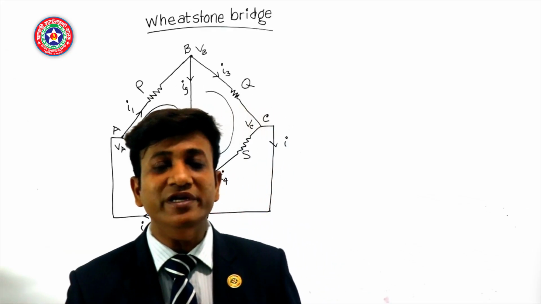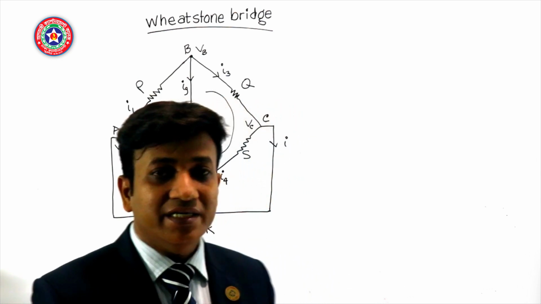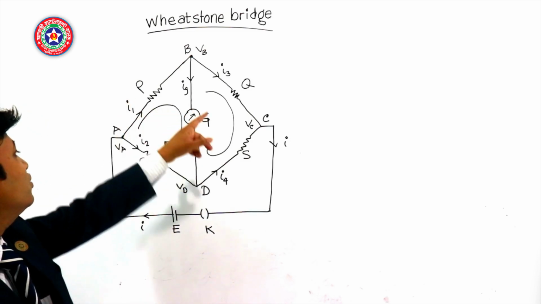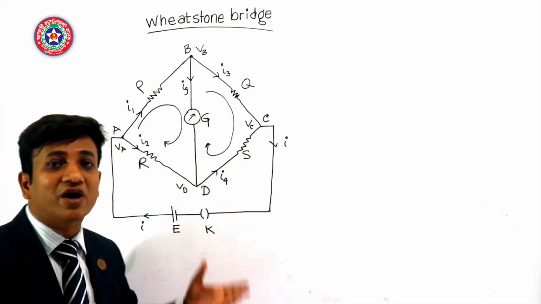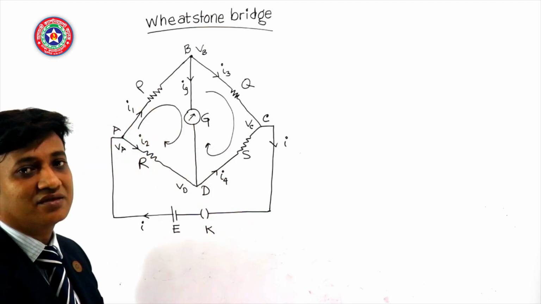Today in this class I am going to discuss the balance condition of the Wheatstone Bridge. Here the schematic diagram of the Wheatstone Bridge is given. P, Q, R, S are the resistances of this Wheatstone Bridge and they are connected in series.